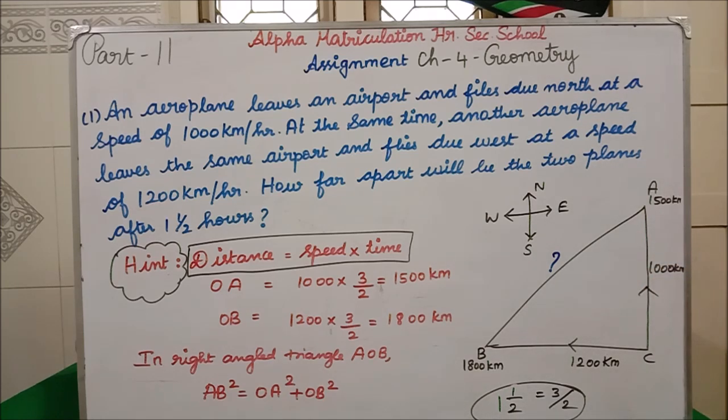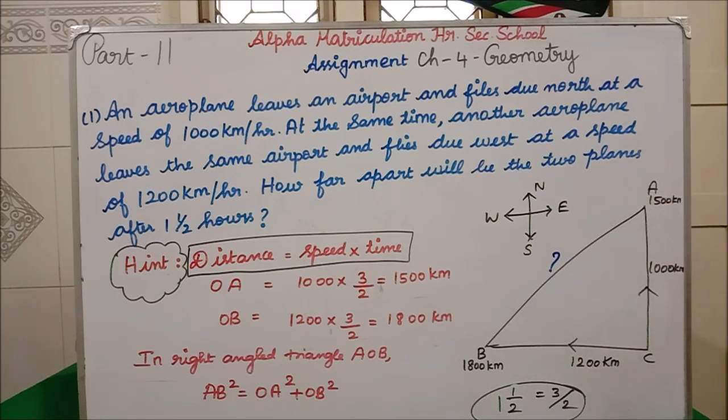Clear, all of you? The first aeroplane speed is 1000 km per hour. The second aeroplane speed is 1200 km per hour. How far apart will the two planes be after 1.5 hours? Suppose this aeroplane is going here and this aeroplane is going here. After 1.5 hours, what distance apart will both aeroplanes be? They are asking us to find the distance.